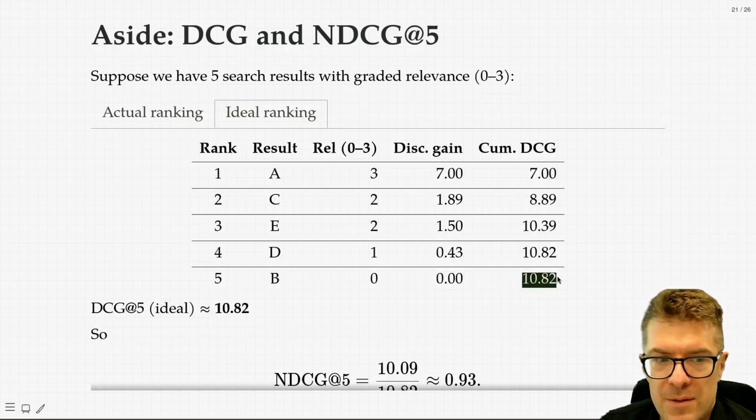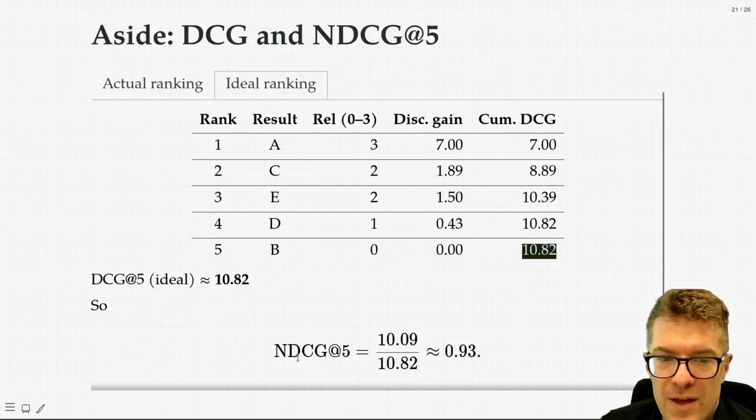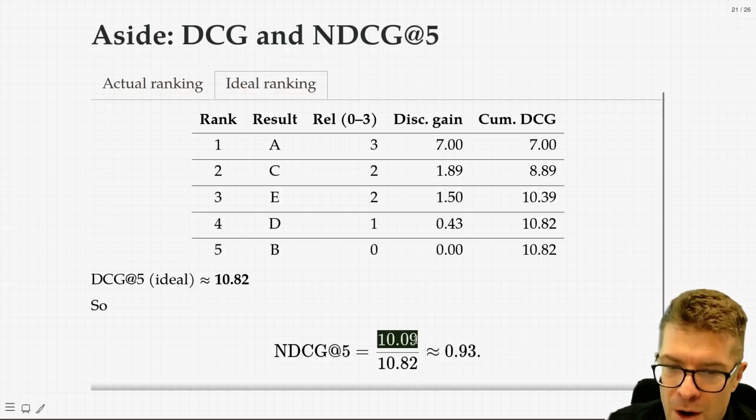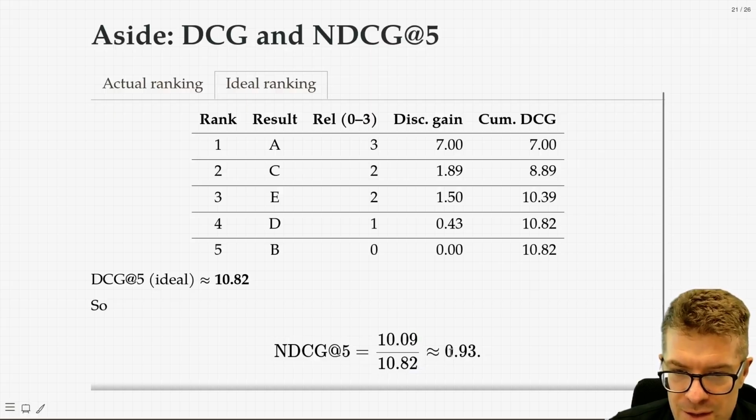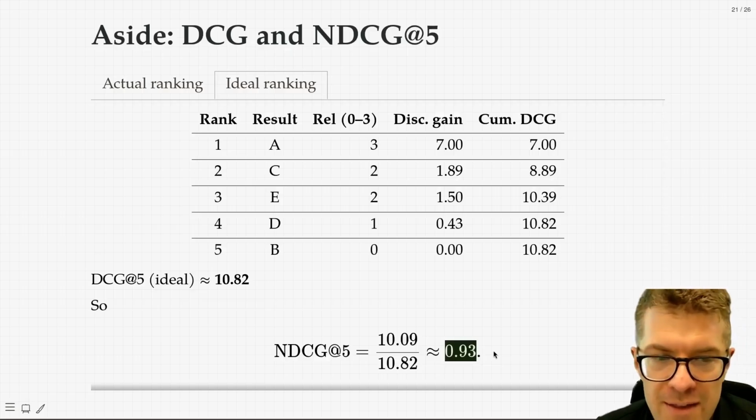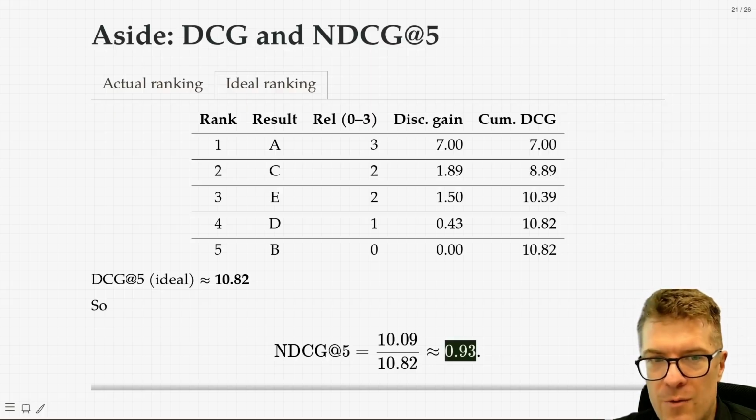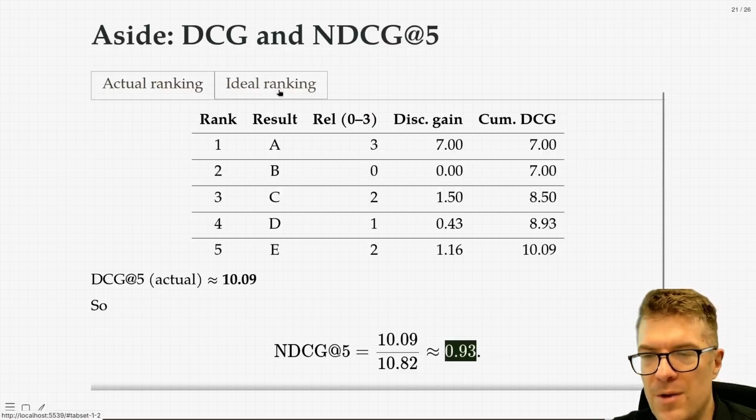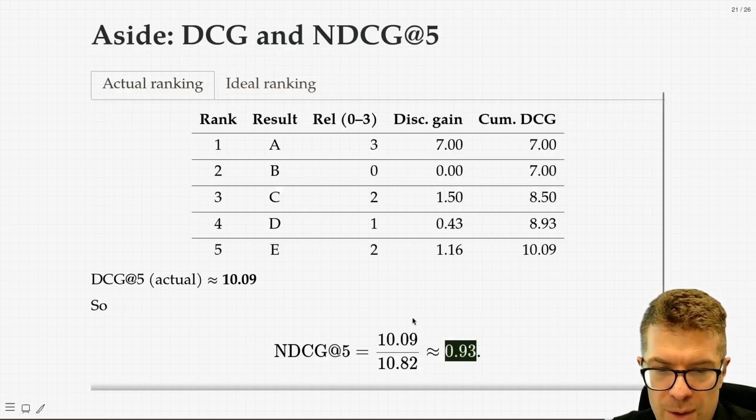My ideal cumulative DCG is 10.82, and therefore the proportion of how well you and I do with the model that we wrote versus the ideal scenario, the ratio, is approximately 0.93. Not exactly a percentage or anything like that, but it's close enough that we can call it a percentage, and then we can compare. We could run another actual ranking with another team's model and see how well we compare relative to the ideal baseline.